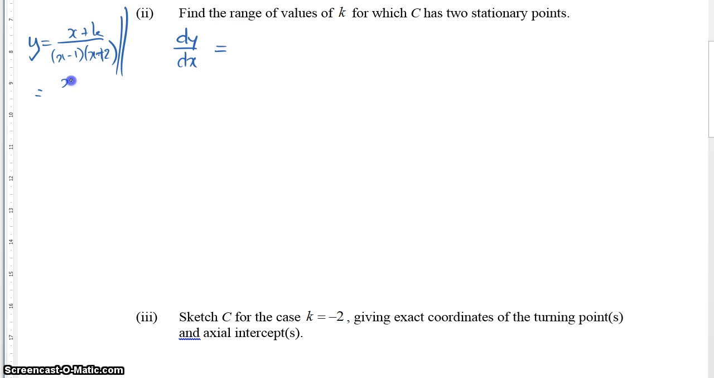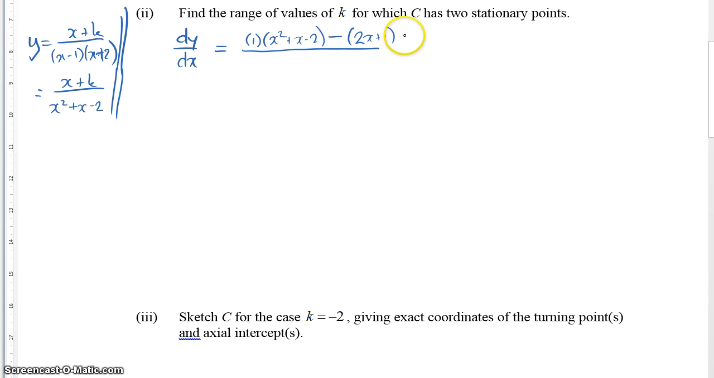It's slightly easier if I write it as x plus k divided by x squared plus x minus 2. This will just help me with my differentiation. So this is quotient rule. The top line is going to be the derivative of x plus k, which is 1, times the bottom line, which is x squared plus x minus 2, minus the derivative of the bottom line, which is 2x plus 1, times the top line, holding it constant. And this will be over the bottom line squared, (x squared plus x minus 2) whole thing squared. And I'm going to set that equal to 0 for stationary points.